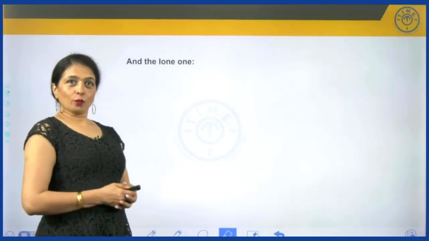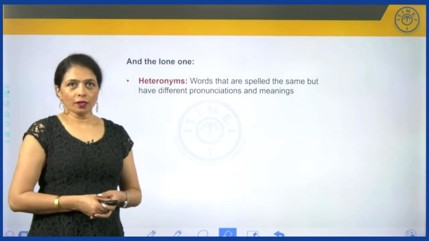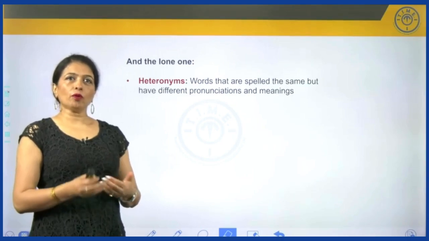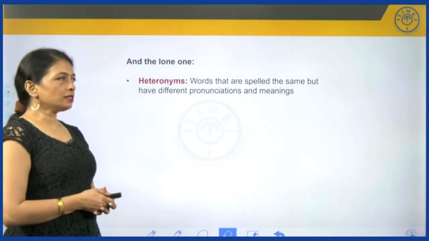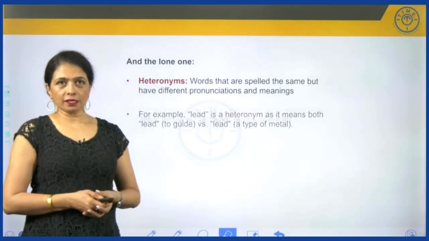And the last one now, what's that? Heteronyms. So, hetero, the root word, means other or different, and how are heteronyms different from homonyms? Let's take a look. Heteronyms are words that are spelled the same but have different pronunciations and meanings. Here's an example.